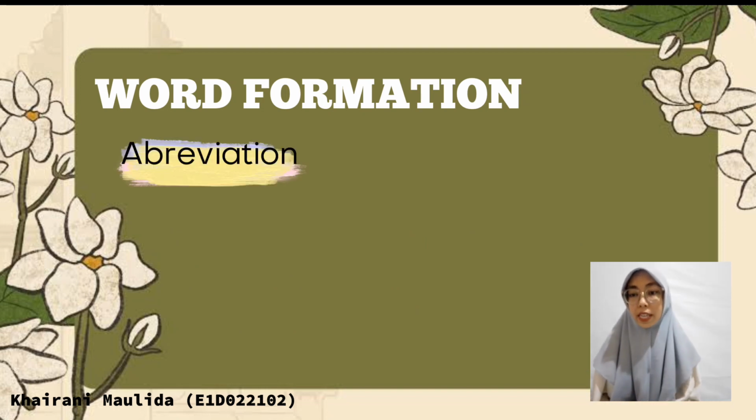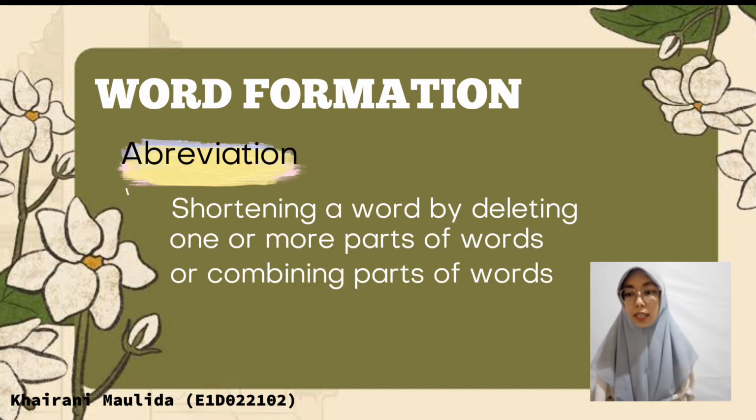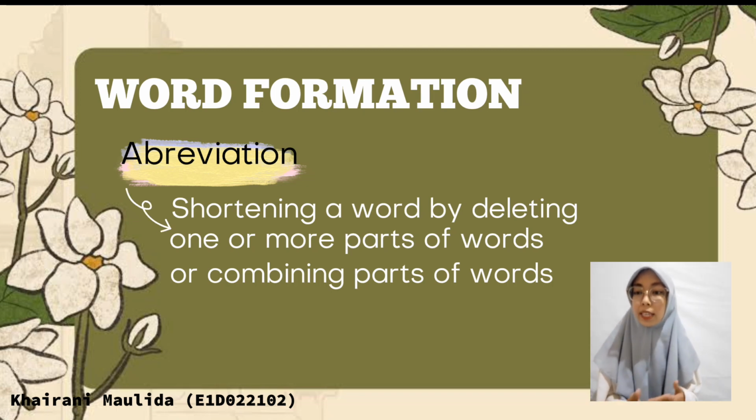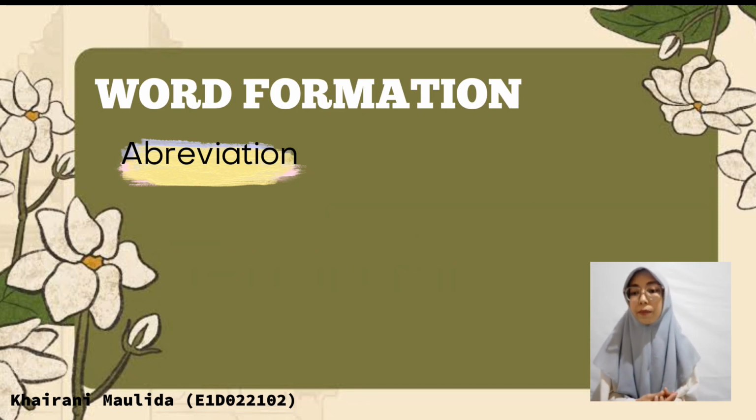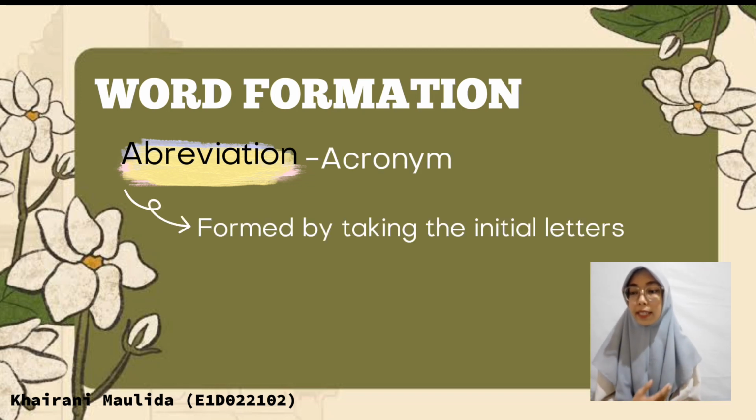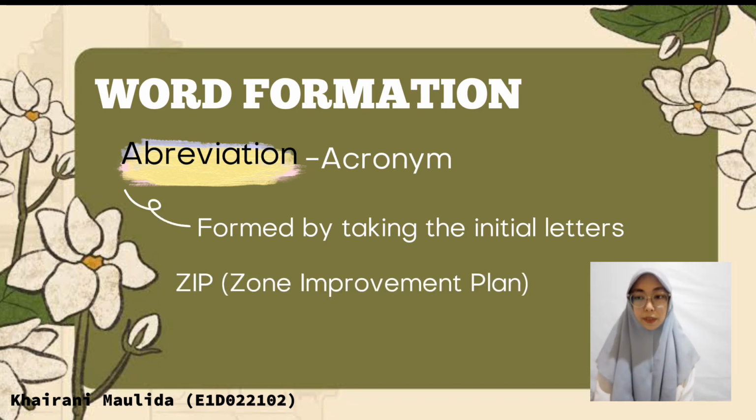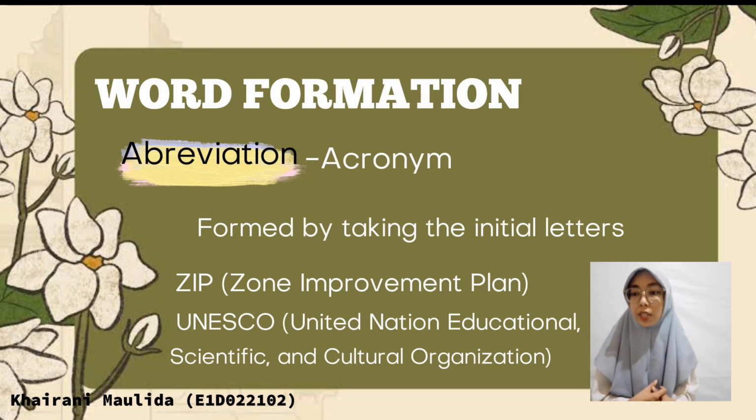The next is abbreviation. Abbreviation is a process of shortening a word by deleting one or more parts of the word or combining parts of words to create a new form, which then is considered to be a new word. Abbreviation can be categorized into three: acronym, blending, and clipping. The first is acronym. Acronyms are formed by taking the initial letters. The example of acronym is ZIP. ZIP is the acronym for Zone Improvement Plan. UNESCO is an acronym from United Nations Educational, Scientific and Cultural Organization.